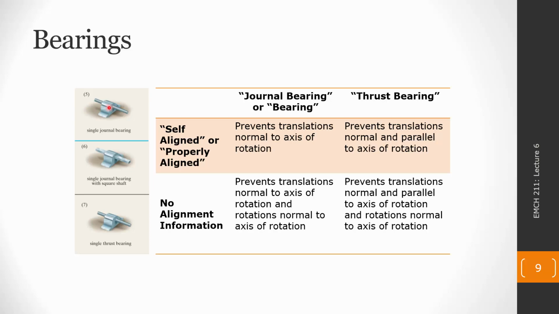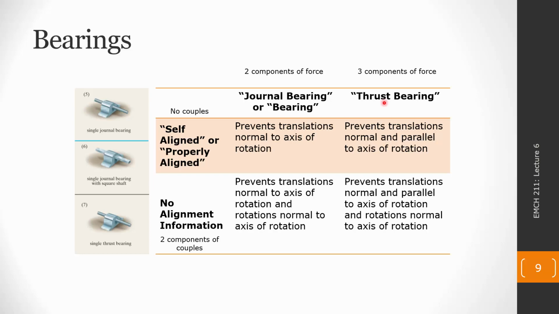So to summarize, a journal bearing versus thrust bearing is really talking about the forces that are going to be imparted. A journal bearing has two components of force, normal to the axis of the shaft. A thrust bearing is going to prevent all spatial translation. If we're talking about the alignment, self-aligning or a set of properly aligned bearings provide no couples to the shaft, whereas with no alignment information, we're going to have to assume that the bearing is imparting two couples on the shaft that are normal to the axis of the shaft.